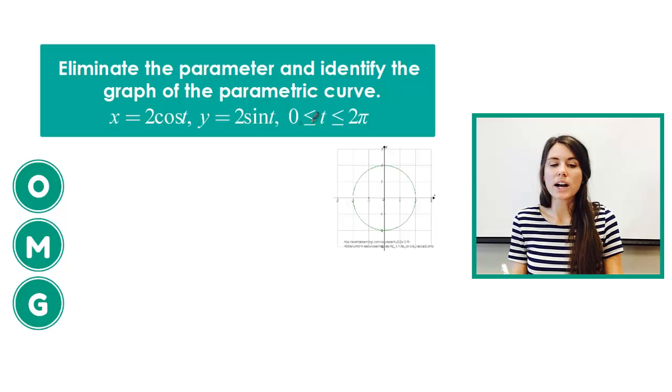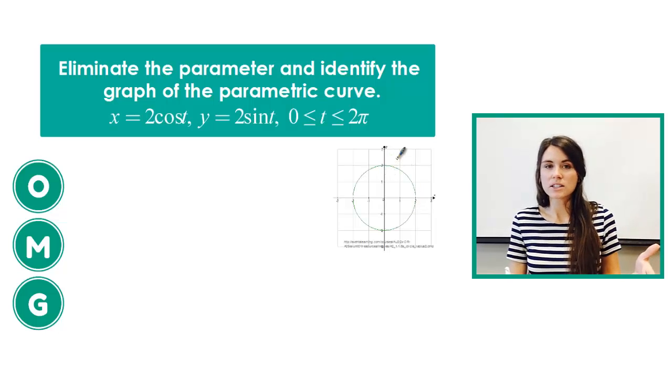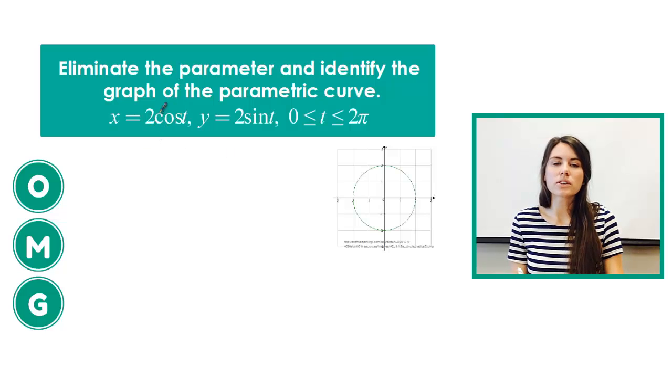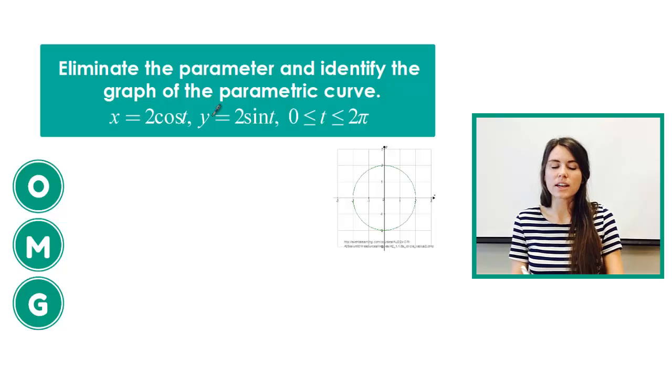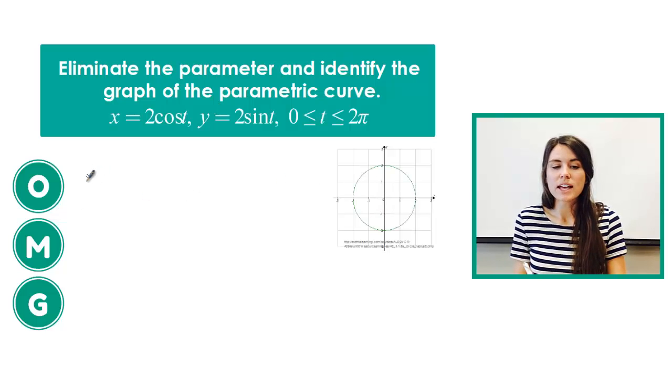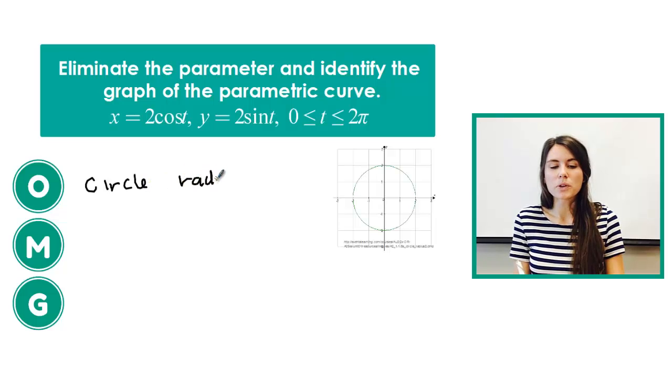So when you graph this in your calculator, you should see that it makes a circle. And the only reason I graphed it first versus the other problem I didn't graph is because I just don't really know what to do with these sines and cosines. So I wanted to get an idea of what it looked like. So what I should observe is that these two equations together made a circle with radius 2.